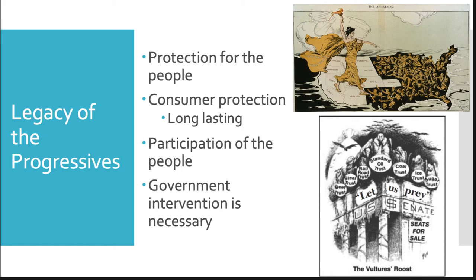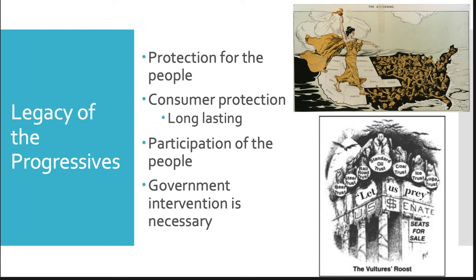Another legacy of the Progressive Party is the participation of the people, getting the citizens to participate more directly in their government, seeing the direct election of senators, the idea that people will know who the president is, choose a president that sides with their ideas, the use of initiative, referendum, recall, getting women to participate in the government. So this increase of the people, the average person, not just the wealthy, in the government as well.